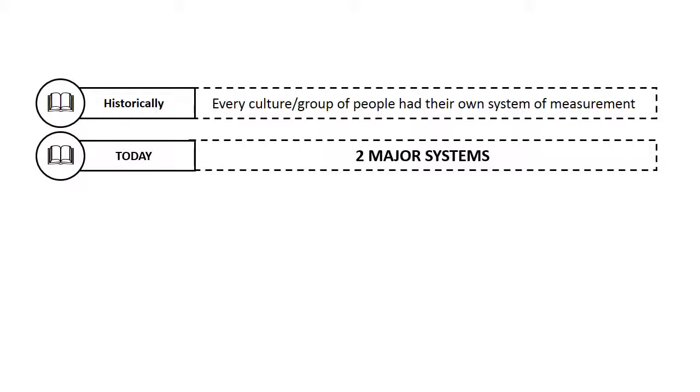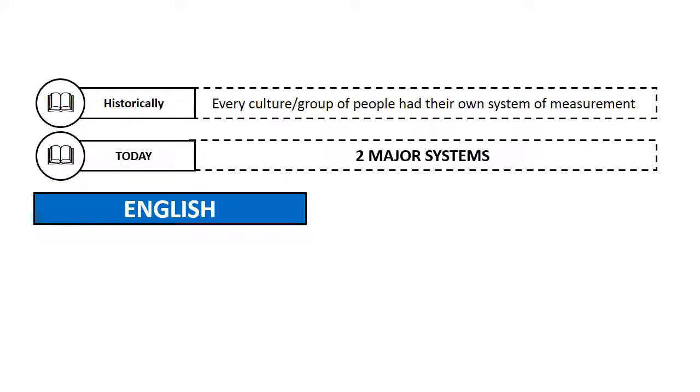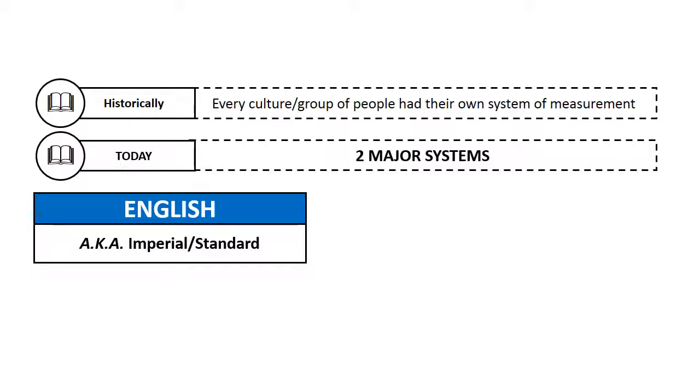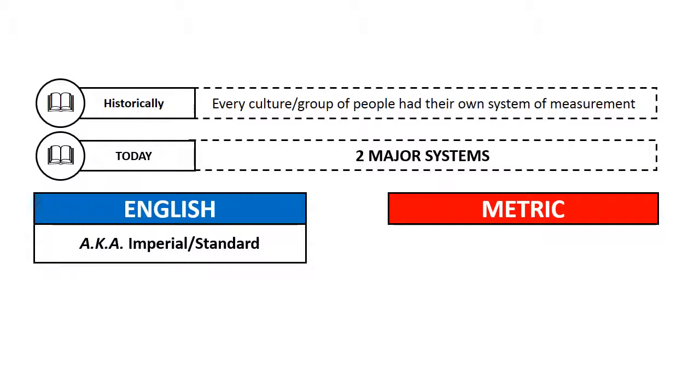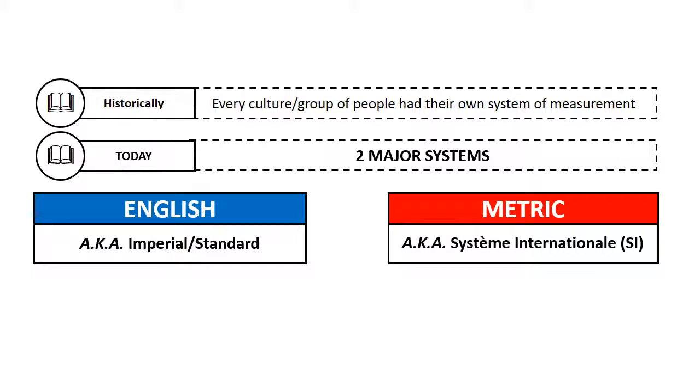Now, today there are 2 major systems still in place being used, and some cultures still have their own specialty systems. But worldwide, we either use the English system, also known as the imperial or standard system, and we use the metric system, which is also known as the SI or System International.